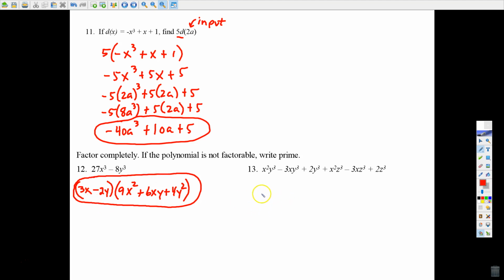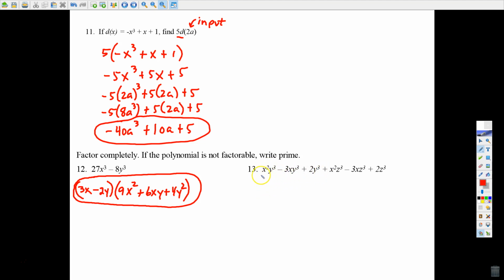All right, so now let's jump over here and factor this, and this is known as factoring by grouping. So you need to be looking for common terms, either they could be common within 3 groups of 2 or 2 groups of 3.